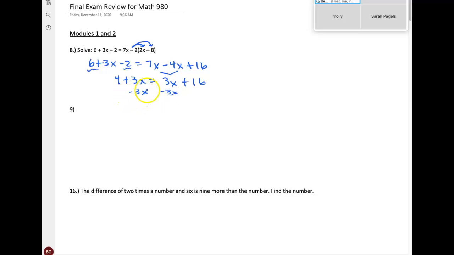Where when we try and solve for x, there's no x's left, right? And so we end up with this, 4 equals 16, and there's no x's left. You guys remember, what does that mean if your x's eliminate? What would our answer be there? Is that going to be a no solution, right?